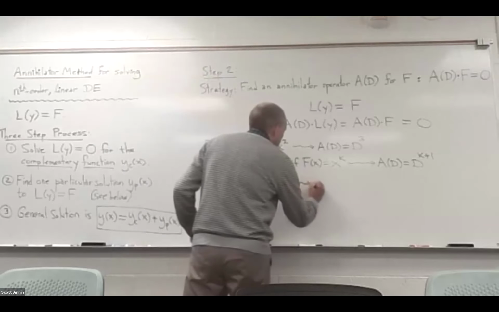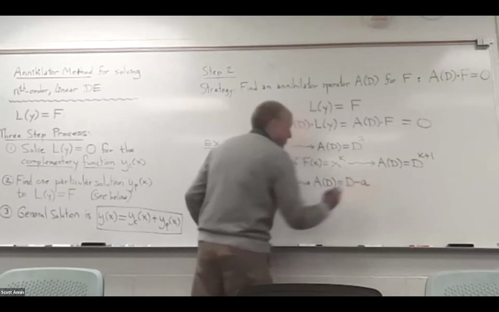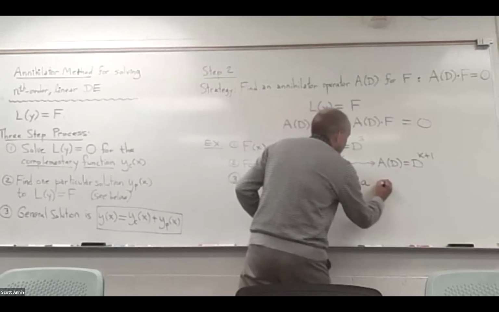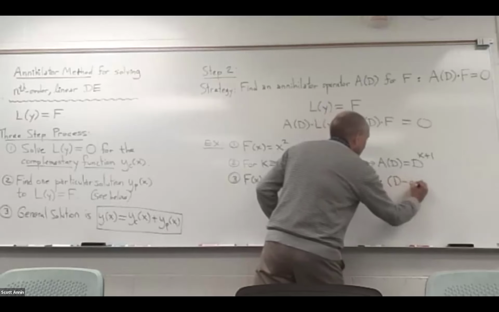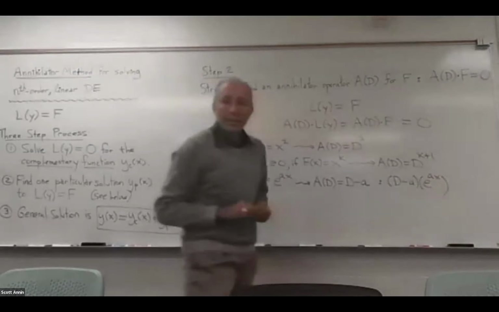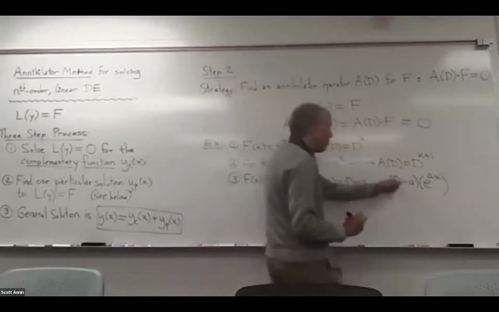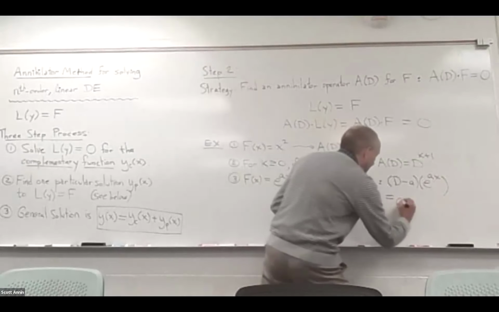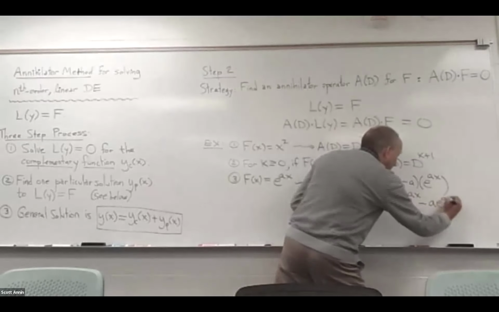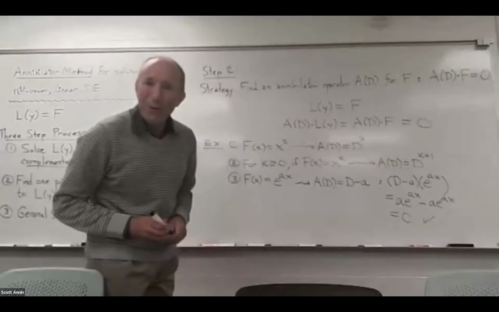So what I'm going to try to have you think about for a minute is that we could have an annihilator that looks like this, d minus a, right? If we just check that out, if you're not quite convinced, just try it. Apply d minus a to e to the ax, and take a look at what you end up getting. Well, you end up getting the derivative of e to the ax, which is a e to the ax, minus a times e to the ax, and sure enough, that has been annihilated to 0.